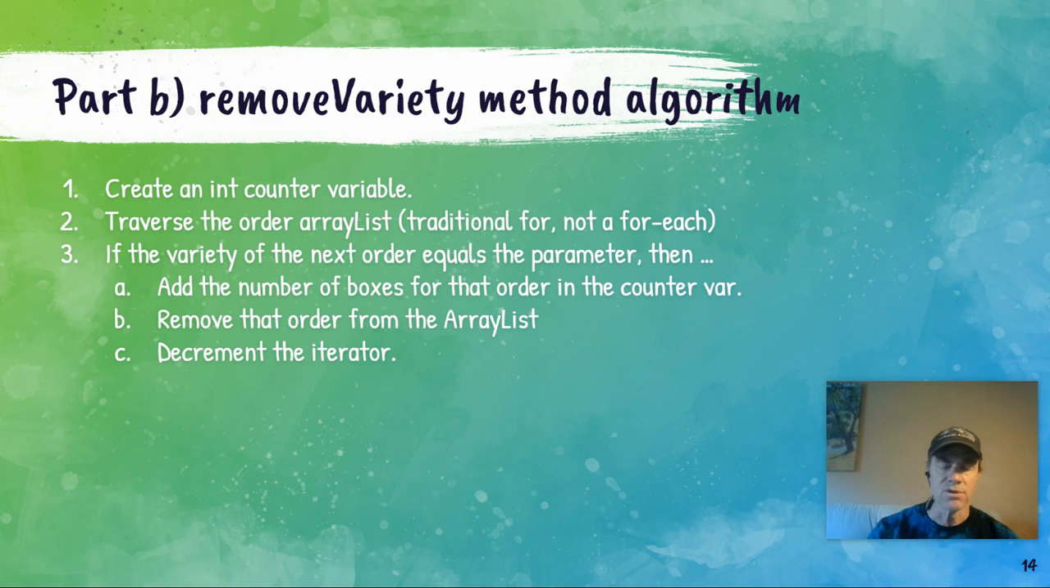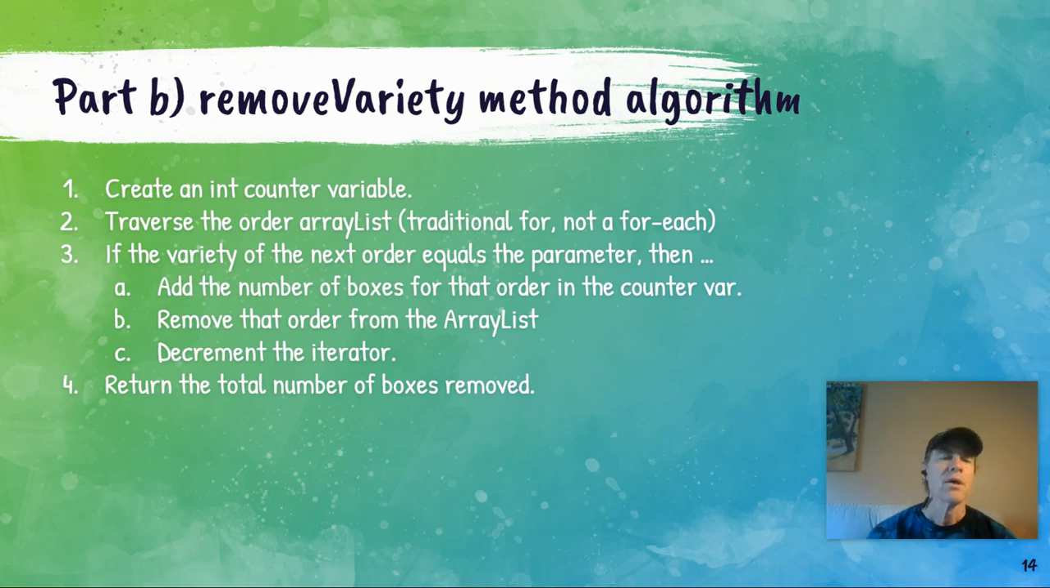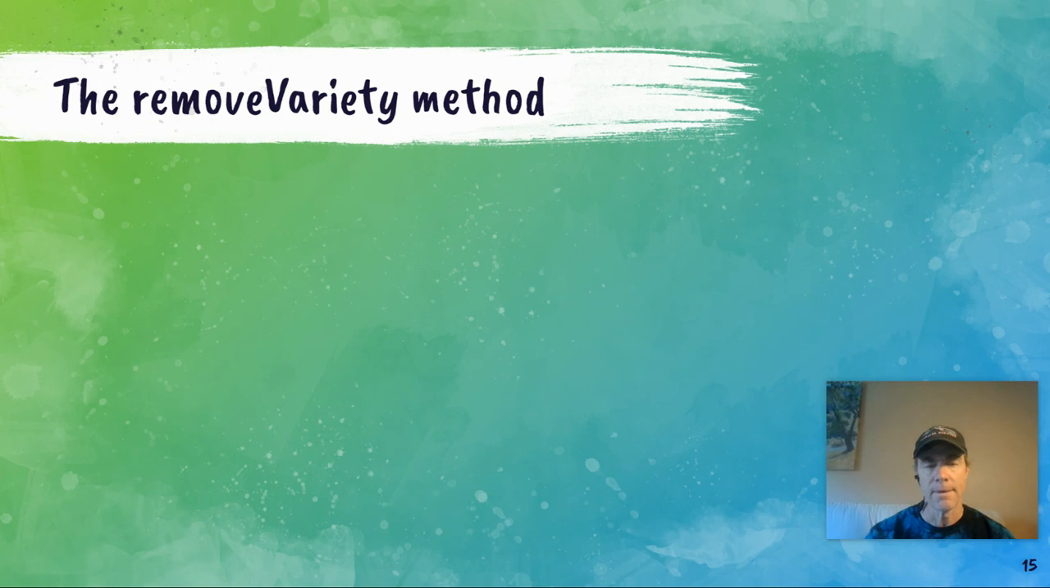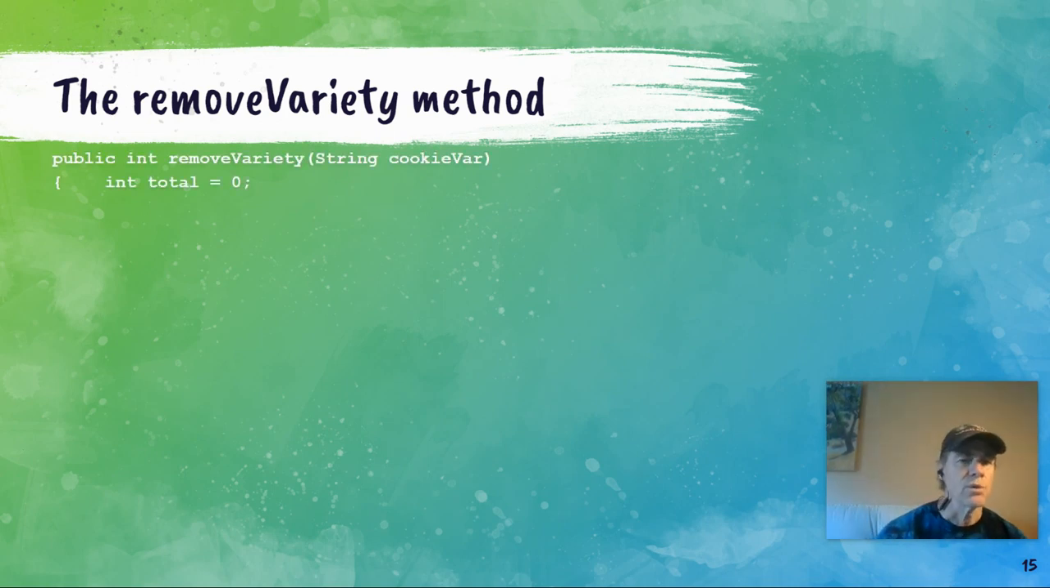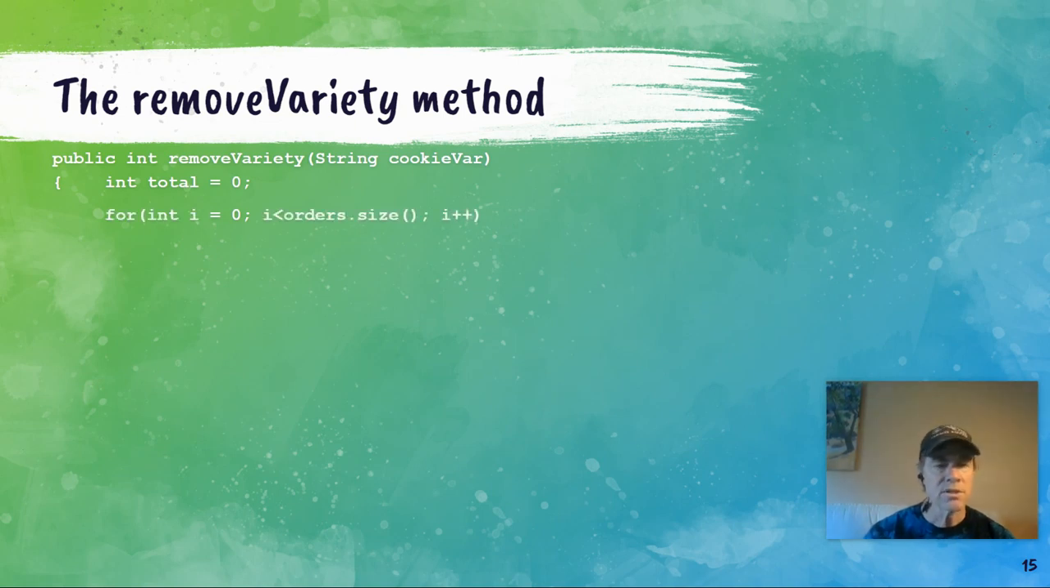That's my algorithm. Here's code that I came up with. There's the method declaration. It takes a string cookie bar as the parameter. There's my counter accumulator, to quote the College Board. I'm going to start at 0, go to cookies.size, increment by 1. And again, my solution to that is I'm going to get the next one, store that in a temp.